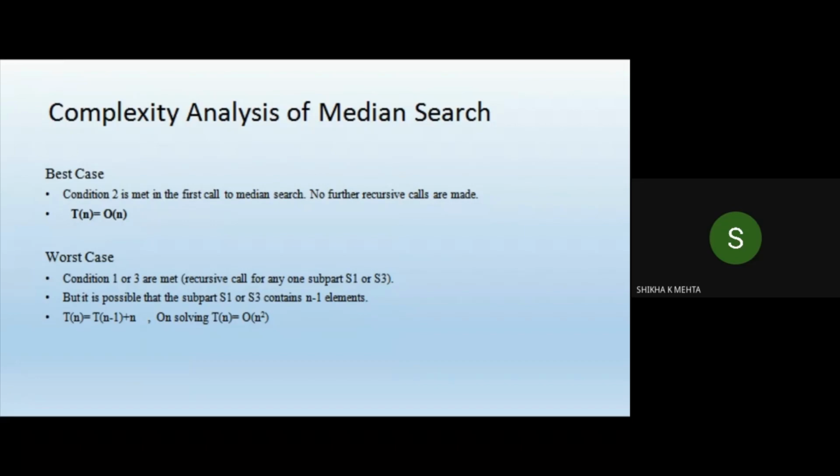If it contains n minus 1 elements, then its recurrence relation is of the form T(n) is equal to T(n minus 1) plus n, and we have already solved this kind of recurrence relation while studying asymptotic analysis. On solving, we see that T(n) is equal to O(n squared). So for the median search, in the best case its time complexity is of the order of n, and in the worst case its time complexity is of the order of n squared.